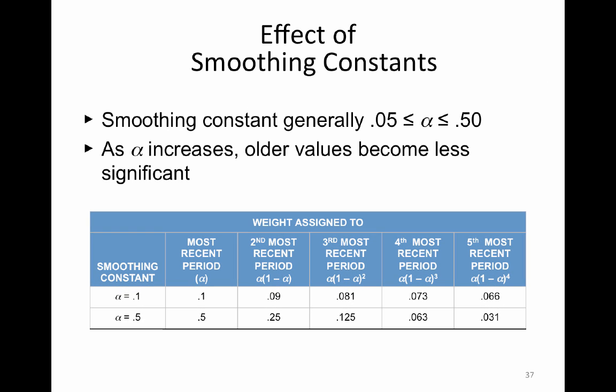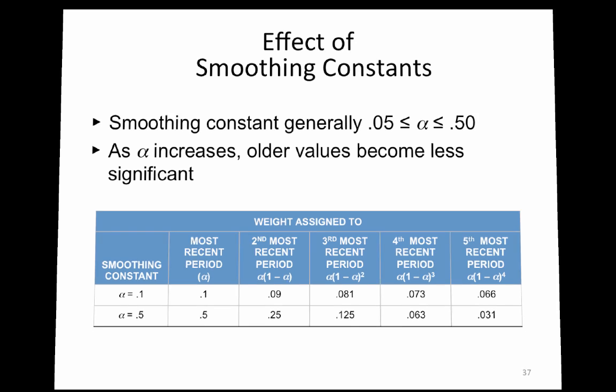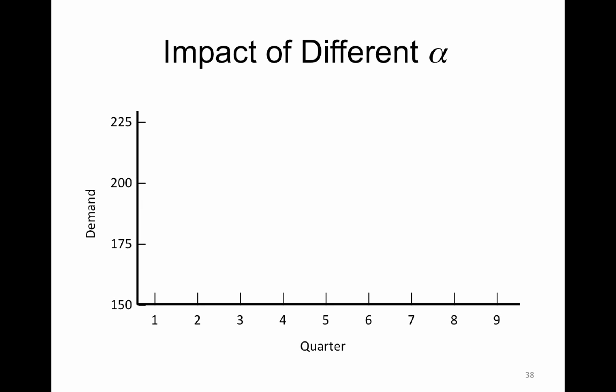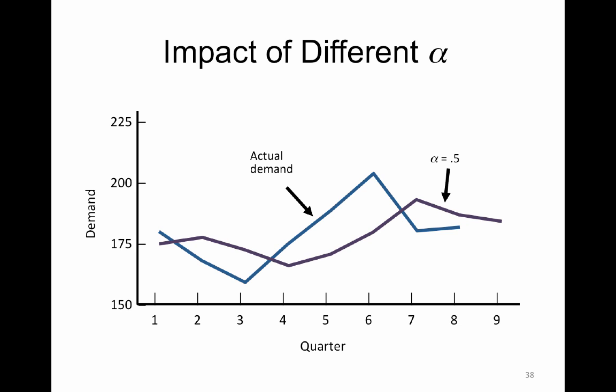Okay, smoothing constants generally are within the range of 0.05 to 0.5. As the smoothing constant increases, the older values become less significant. It's pointed out in this chart. So the impact of a different smoothing value or smoothing constant: if you have a lower smoothing constant, you're going to have a flatter line, a flatter forecast over time. And the reason is because you're not paying as much attention or giving as much weight to that difference.